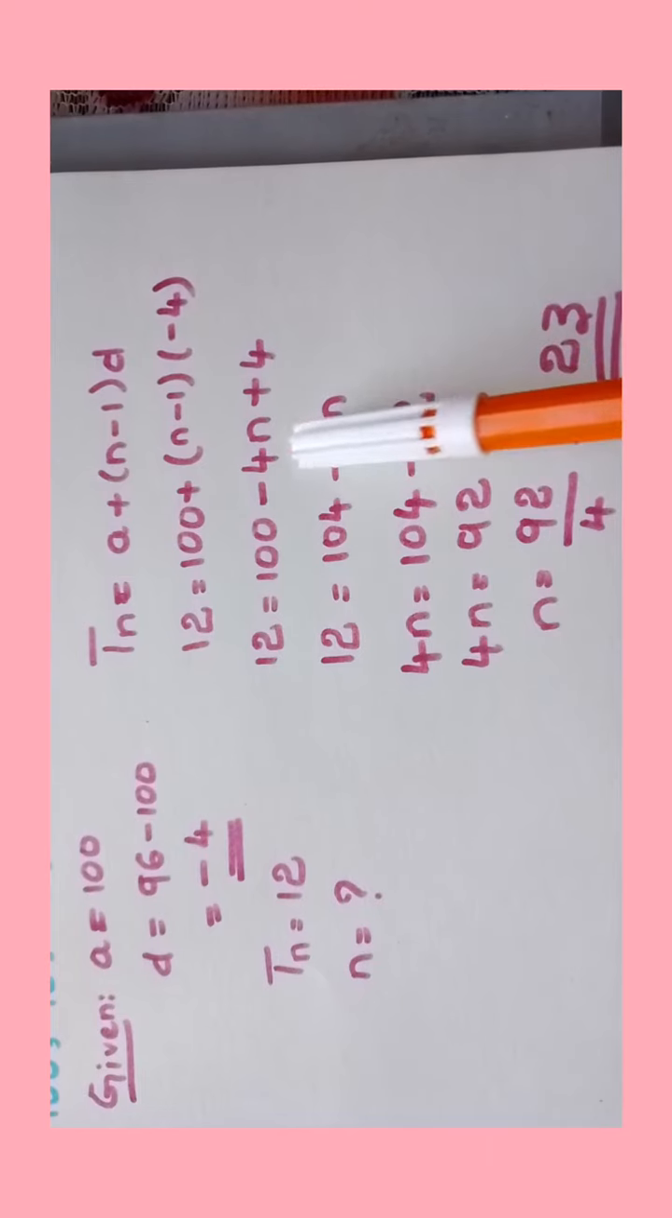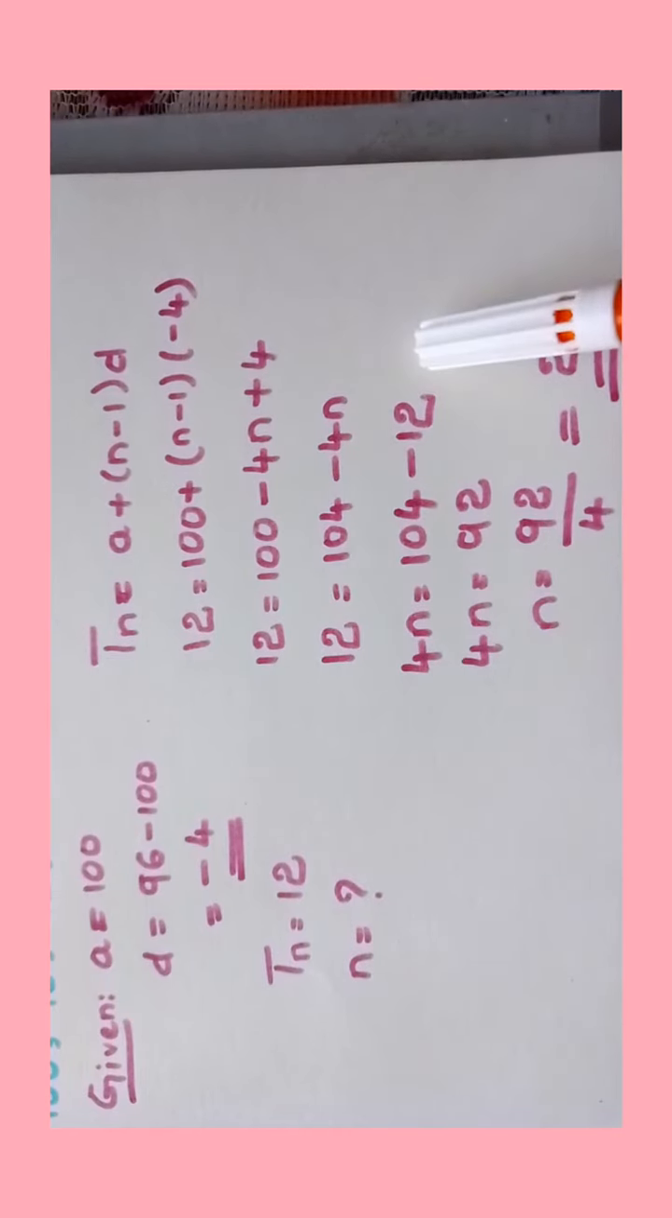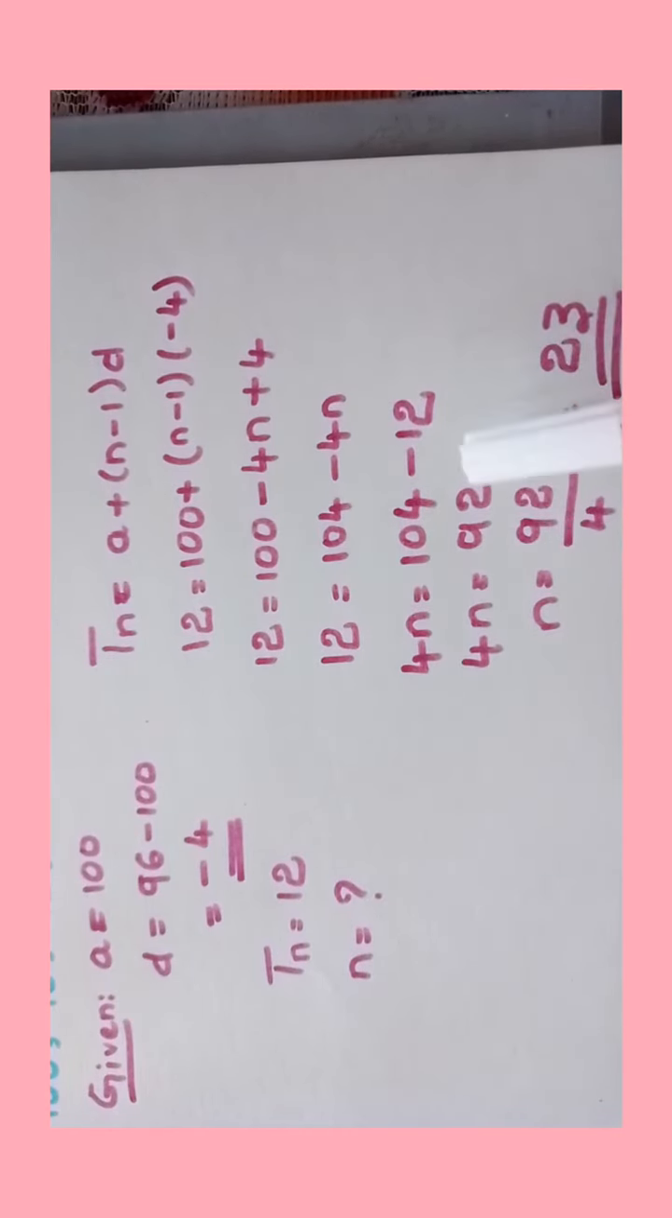And bring this 4n to the left hand side. Minus 4n becomes plus 4n. Take this plus 12 to the other side, it becomes minus 12. So 104 minus 12 is 92. 4n is equal to 92. N is equal to 92. This 4 is in multiplication with n, so it goes to the denominator. 92 divided by 4 is equal to 23.